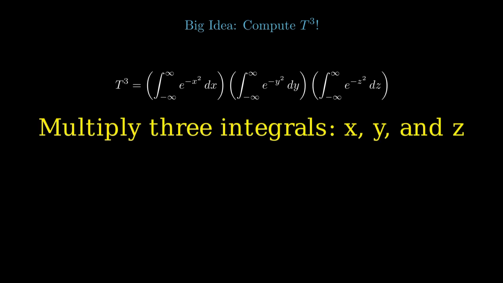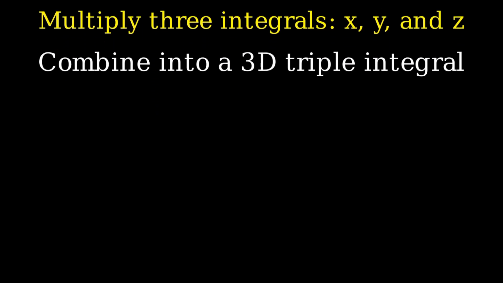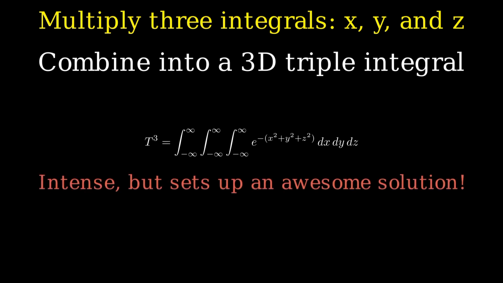When we multiply these together, we can combine them into one giant triple integral over all of 3D space. That's the integral from negative infinity to infinity in x, y, and z of e to the negative x squared plus y squared plus z squared dx, dy, dz. This looks intense, but it's setting us up for something awesome. Now, this triple integral is a beast, but we can make it way easier by switching to spherical coordinates.